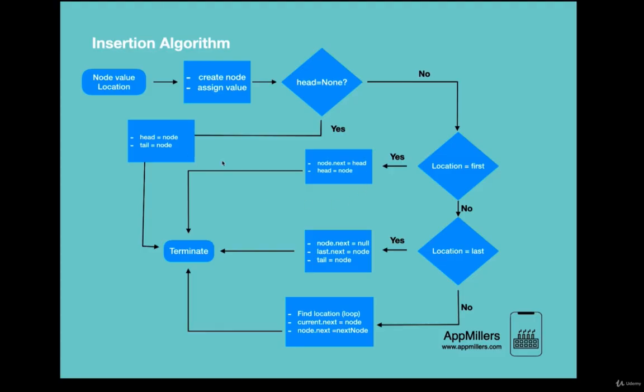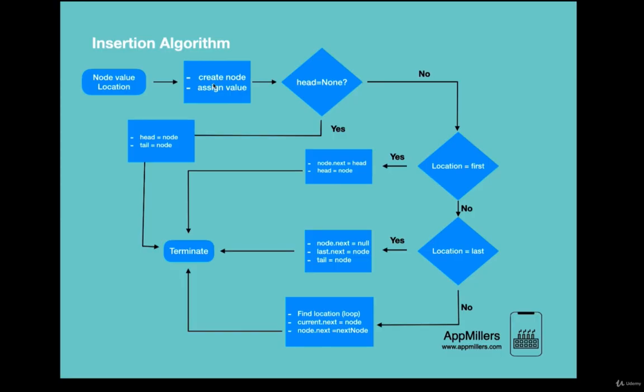Here in this picture you see our algorithm for insertion in linked list. So the algorithm starts from over here. We start creating a method which takes two parameters over here. The first parameter is node value and the second parameter is location. Node value is the value of node that we want to insert into this single linked list, and the location is where we want to insert this newly created node in our single linked list.